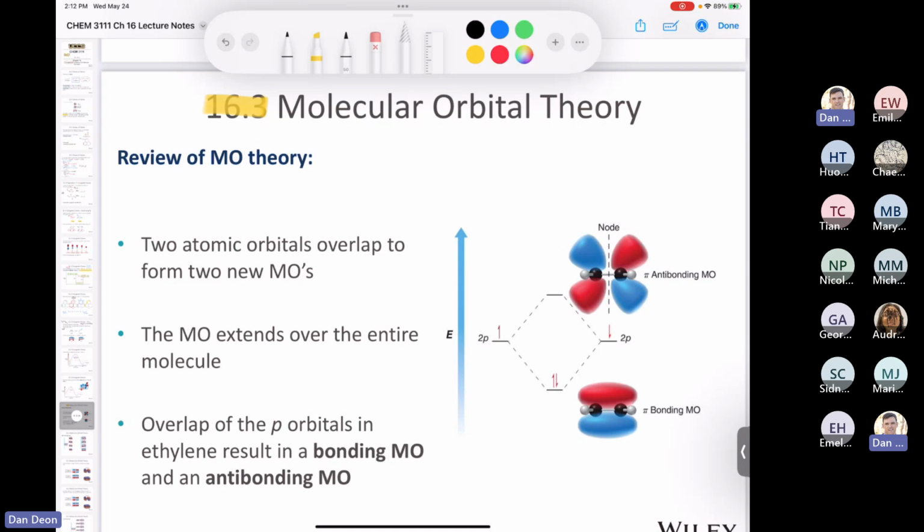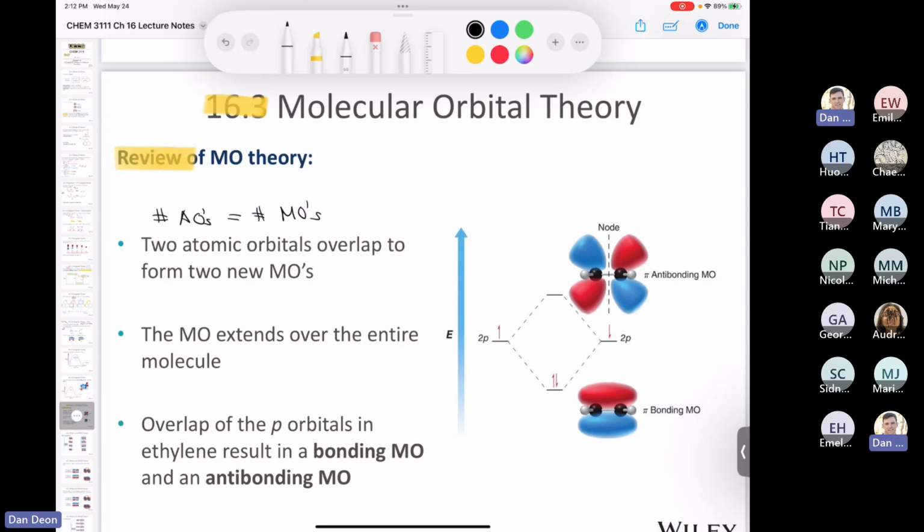Okay, so it says, our little review of molecular orbital theory. It says, if you have two atomic orbitals, they overlap to form two new molecular orbitals. So what you can take away from that is the number of atomic orbitals in the overlap is going to be exactly equal to the number of molecular orbitals that are formed. So if I have a molecule that's got 4 atomic orbitals, it's going to have 4 molecular orbitals. If it's got 6 atomic orbitals, it's going to have 6 molecular orbitals.